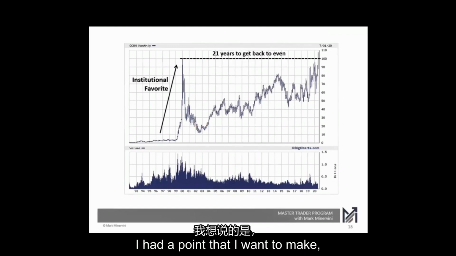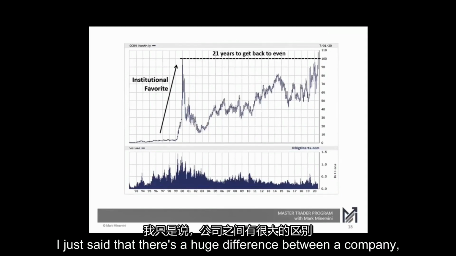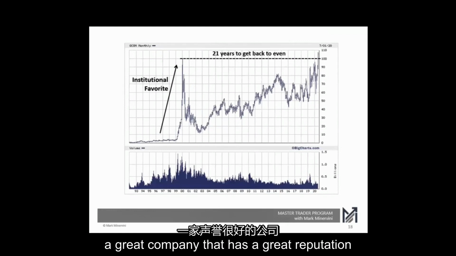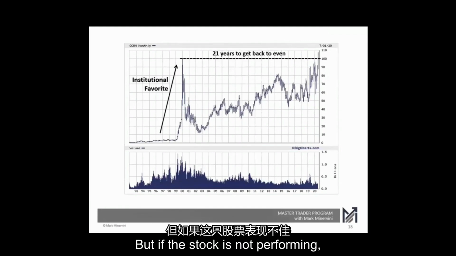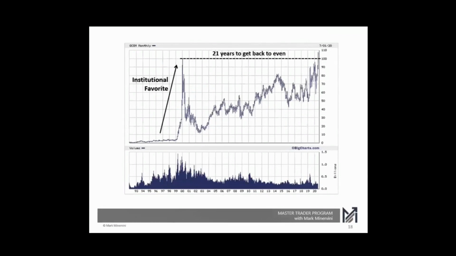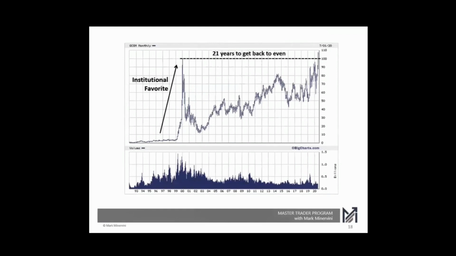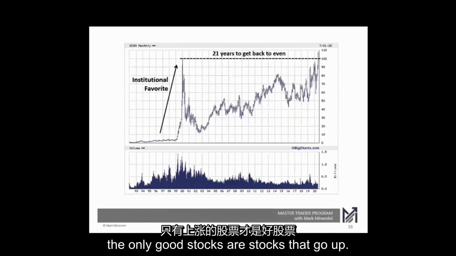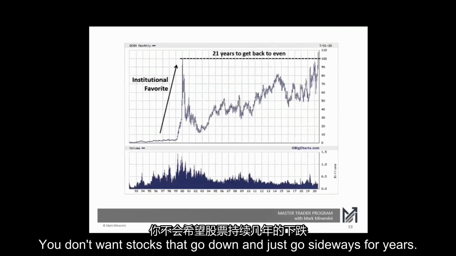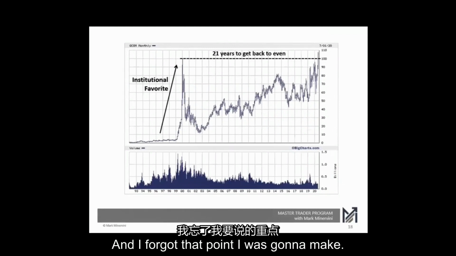It's real quick, Dave, because I had a point that I wanted to make, and I can't remember. What did you just say previously? I said that there's a huge difference between a great company that has a great reputation, and a great stock. It would be great to have both, but if the stock is not performing well, no matter what its reputation is, you shouldn't be in that stock. And you might have said this, or someone said that the only good stocks are stocks that go up. You don't want stocks that go down and just go sideways for years. That's precisely where I was going with this, and I forgot that point I was going to make.